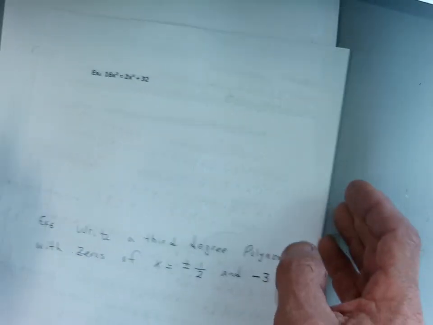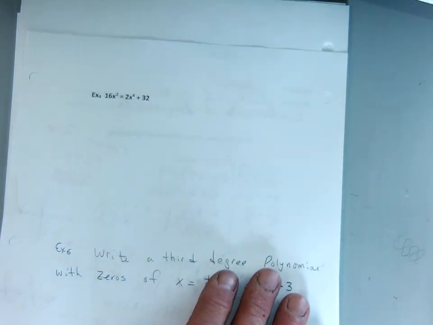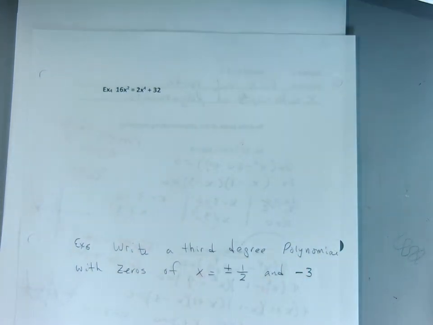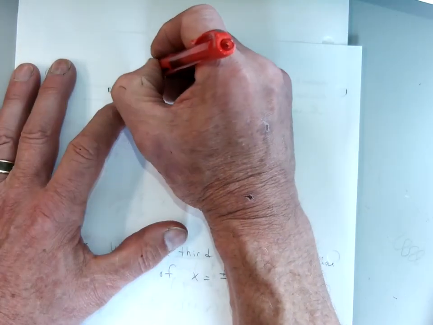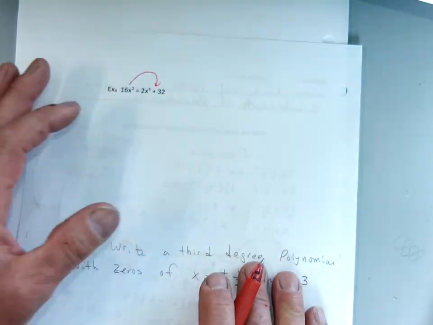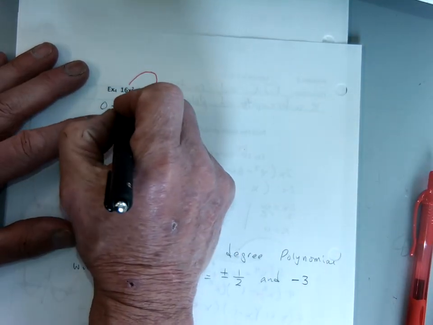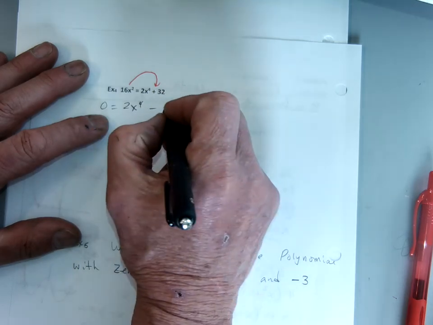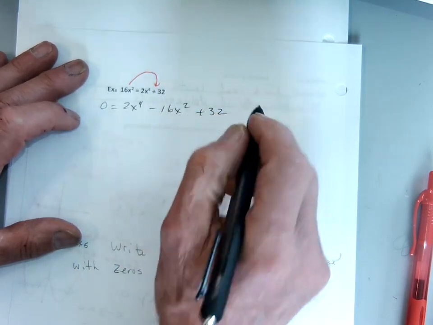Okay, now how about this one? Well, let's bring the 16x squared over. Michael, you see what I'm doing? Yep. So it's equal to 0. It goes 2x to the 4th minus 16x squared plus 32. Okay, good.